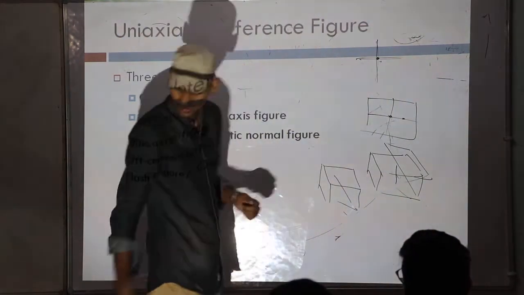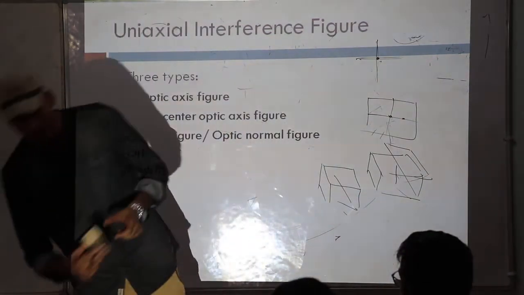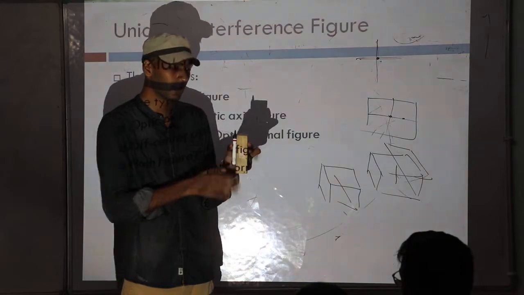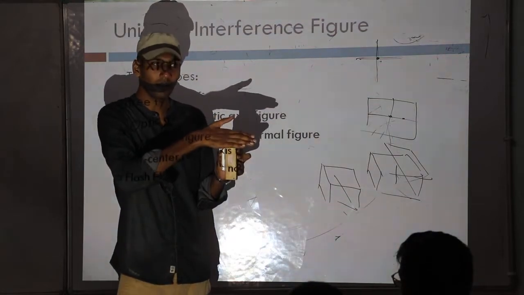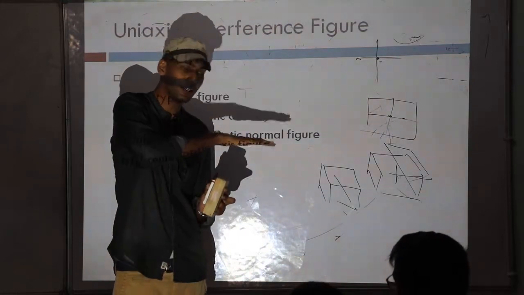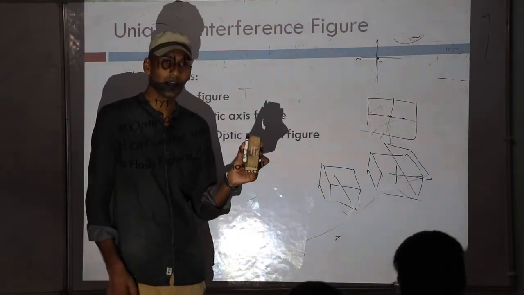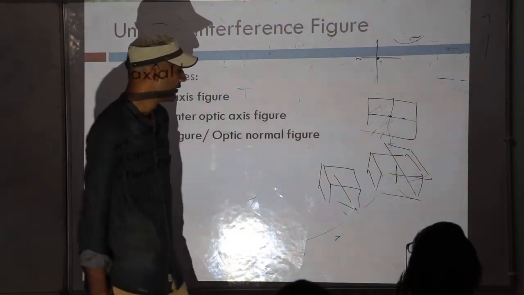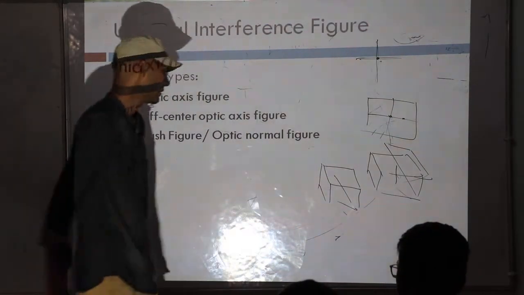Okay, this is the mineral. This is the tetragonal system. This is my optic axis. If I take this section and put that on the stage, the optic axis is like this. So that is not at the center of the crosshair. So that will be the off-centered optic axis figure.